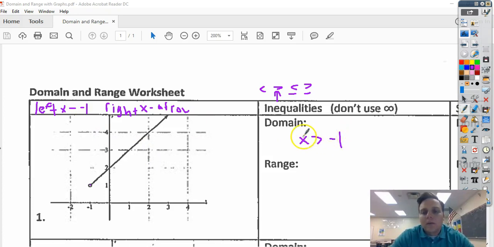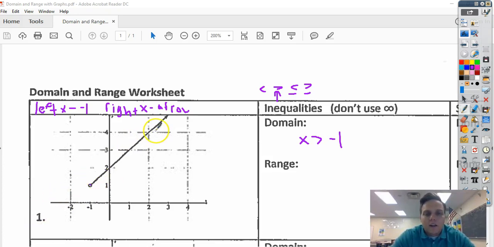Think about that for a second. Can I make this statement that all my x values are greater than -1? Well, look at this line. Is that a true statement? Well, yeah, because after I started here at -1, I just went to the right. I never went to the left, so I never got smaller.